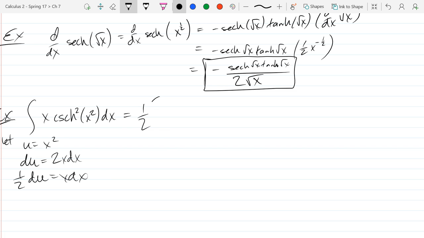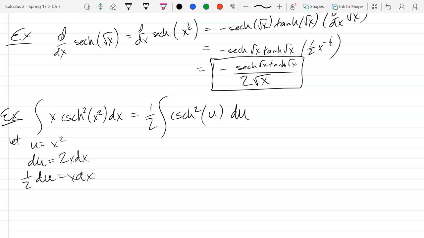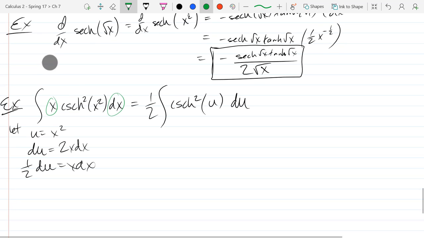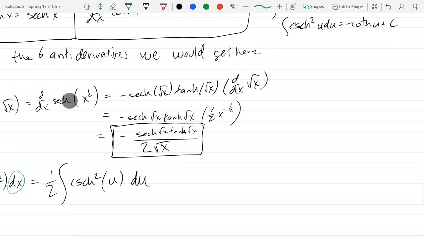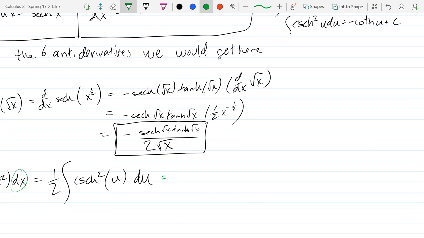So we have 1 half integral of cosecant hyperbolic squared of u du. There's our x dx that swapped out. And now I can use the cosecant squared u du. The antiderivative is negative cotangent hyperbolic of u plus c.